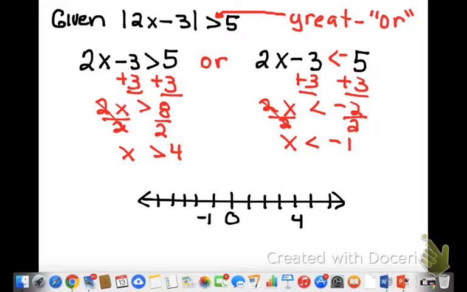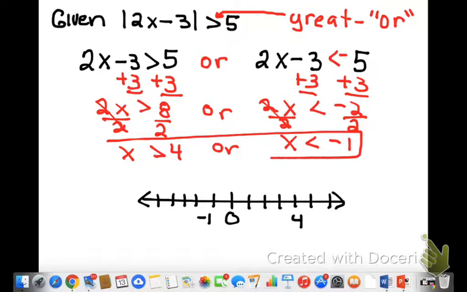Okay, so remember it was an OR statement. This is my solution. X is greater than 4, so remember it's hollow, and we highlight everything that's greater than 4, and then x is less than negative 1, so it's hollow, and we highlight everything that's less than negative 1. Okay, one more example to try.